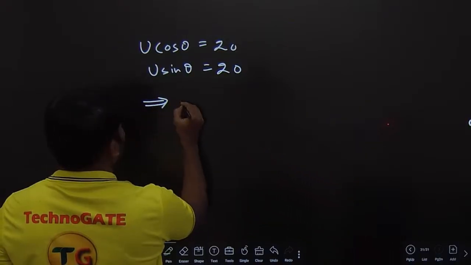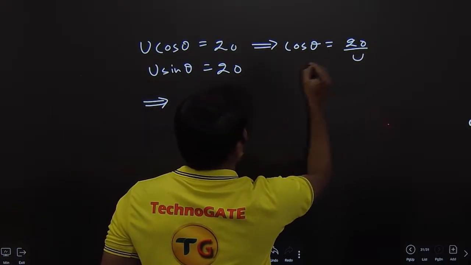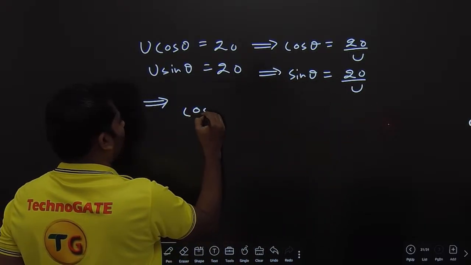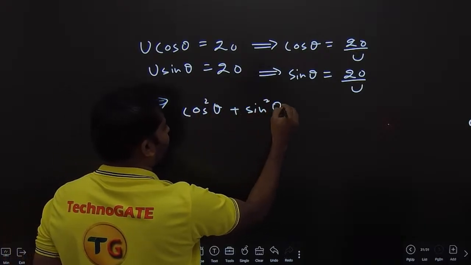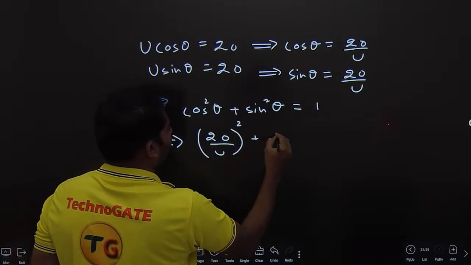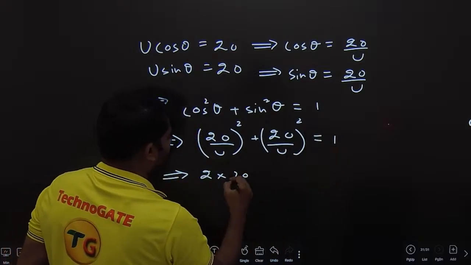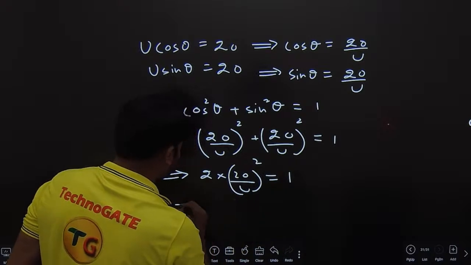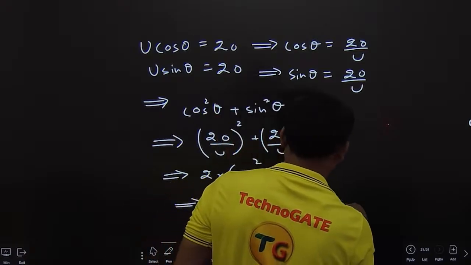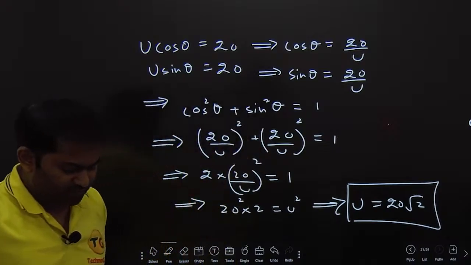So from this we get cos theta is equal to 20 by u, and sin theta is equal to 20 by u. We have cos square theta plus sin square theta is equal to 1. So 20 by u whole square plus 20 by u whole square is equal to 1. This becomes 2 into 20 by u whole square is equal to 1. This implies 20 square into 2 is equal to u square. This gives u is equal to 20 root 2. The initial velocity with which it is coming up is 20 root 2.